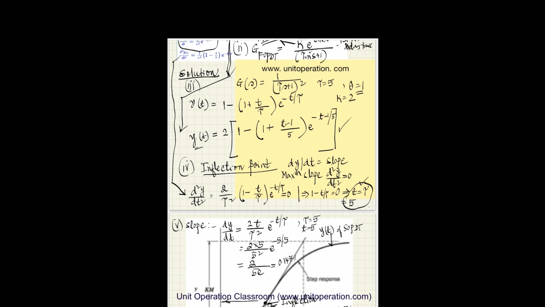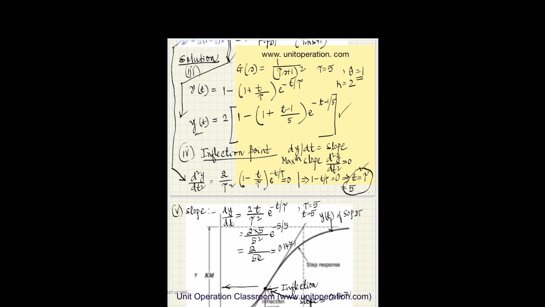So basically, calculate this value here, the function value y(t), and that of course is going to be equal to 2 into 1 minus e to the power negative of (6 minus 1) divided by 5. This becomes equal to 0.5284. So this value is 0.5284 at the point of inflection. So we got the value of y(t) at the point of inflection.